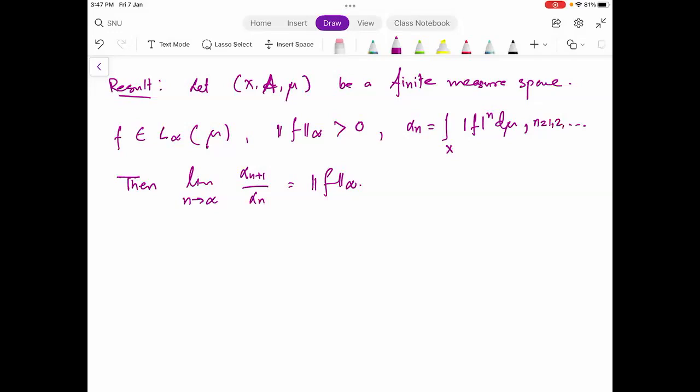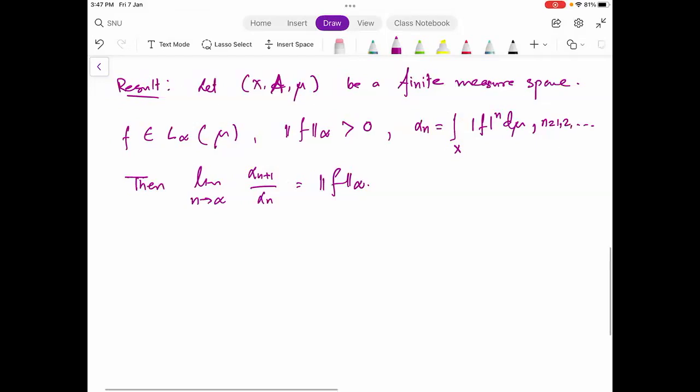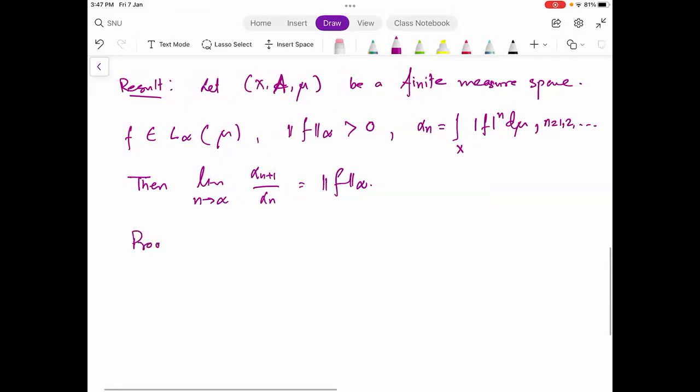Then the interesting thing is that the limit of alpha n plus 1 by alpha n is the norm of f. Note that this is non-trivial because there is no way of guessing it right from the beginning. Why should this happen? So this is a surprise.